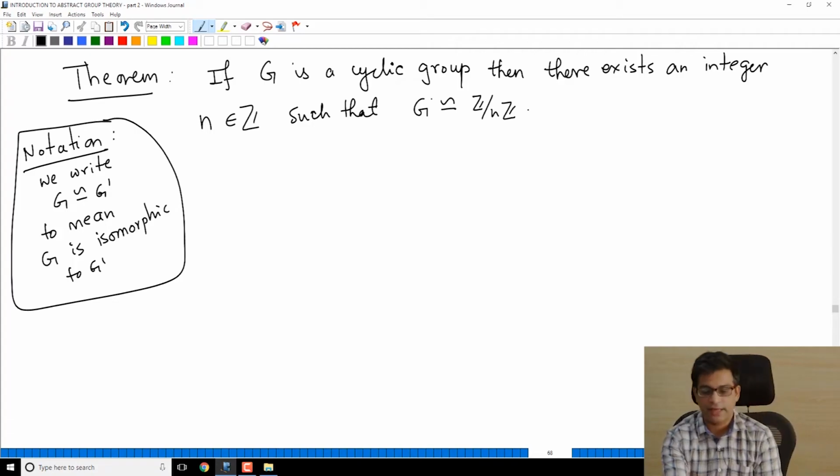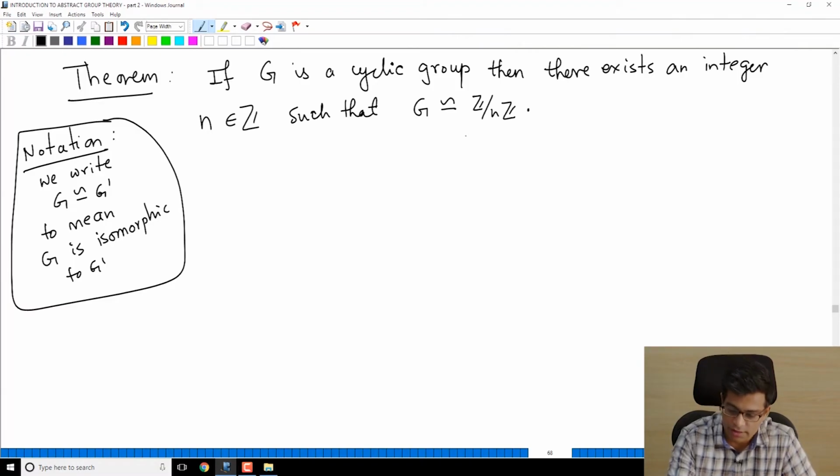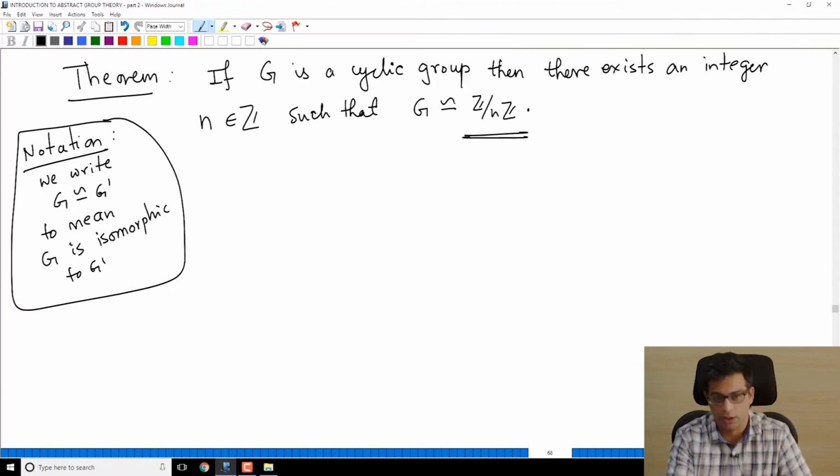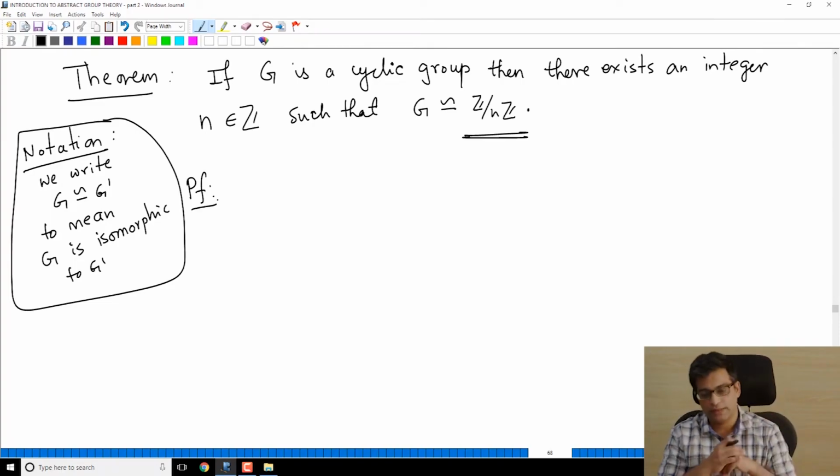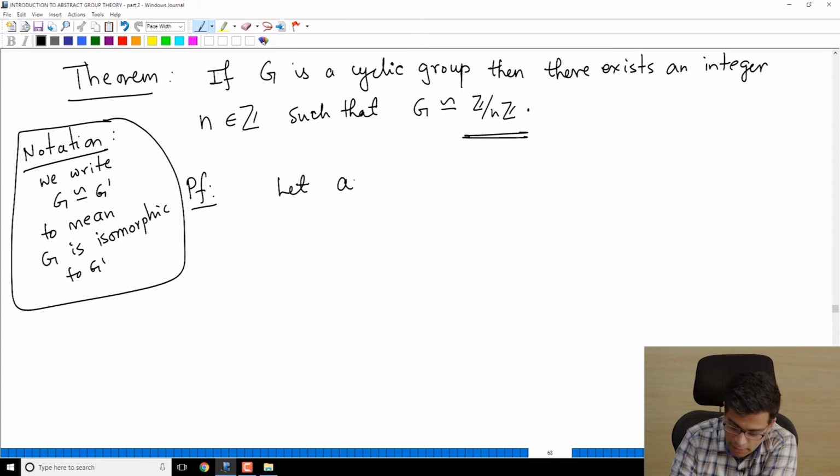So I'm saying that any cyclic group is isomorphic to this. It is to be thought of as a structural theorem for cyclic groups. Any cyclic group is of this form. So if you understand these groups, then you understand all cyclic groups, right? That's the meaning. So what is the proof? The proof is an immediate application of the first isomorphism theorem. So let's proceed this way.